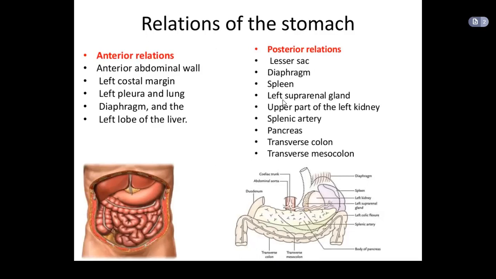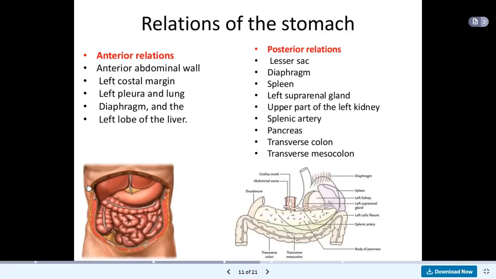You said left suprarenal gland, spleen, diaphragm, and right kidney. Which of these is not a relation of the stomach? The right kidney. The right kidney, good.